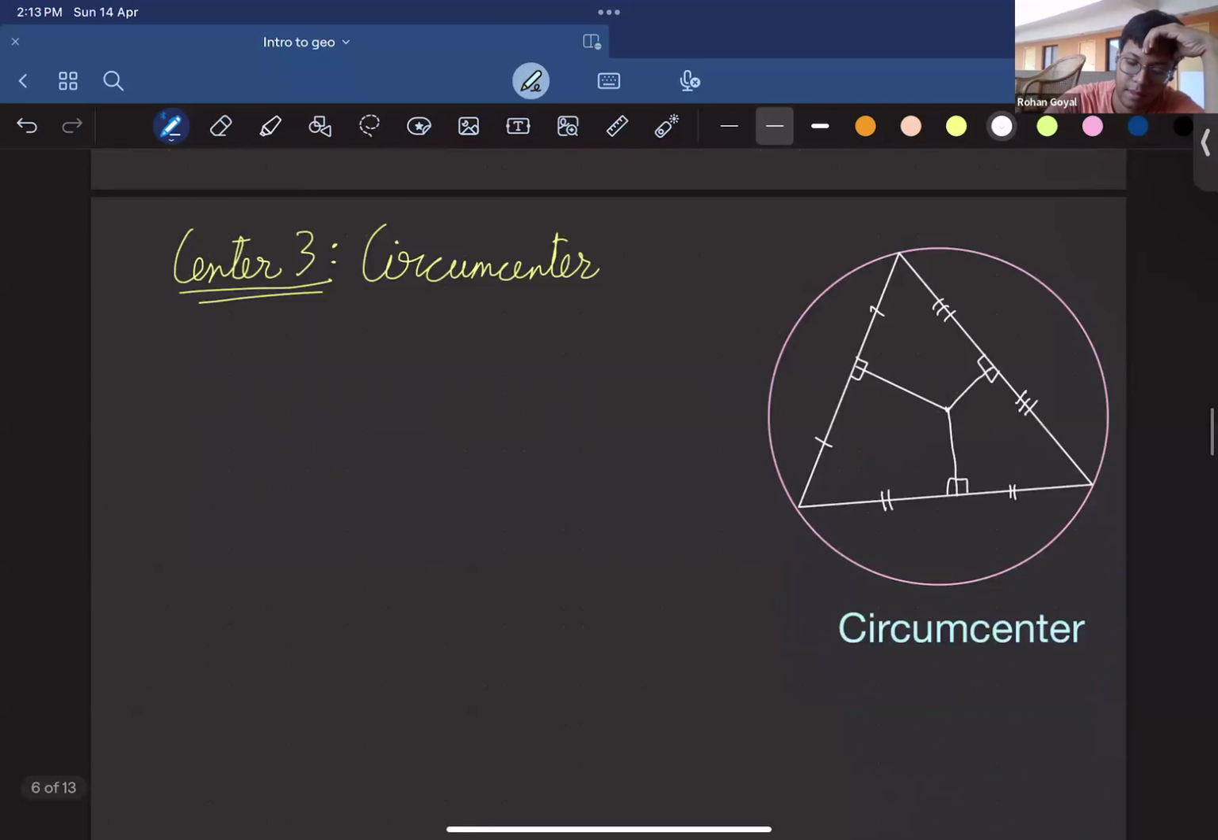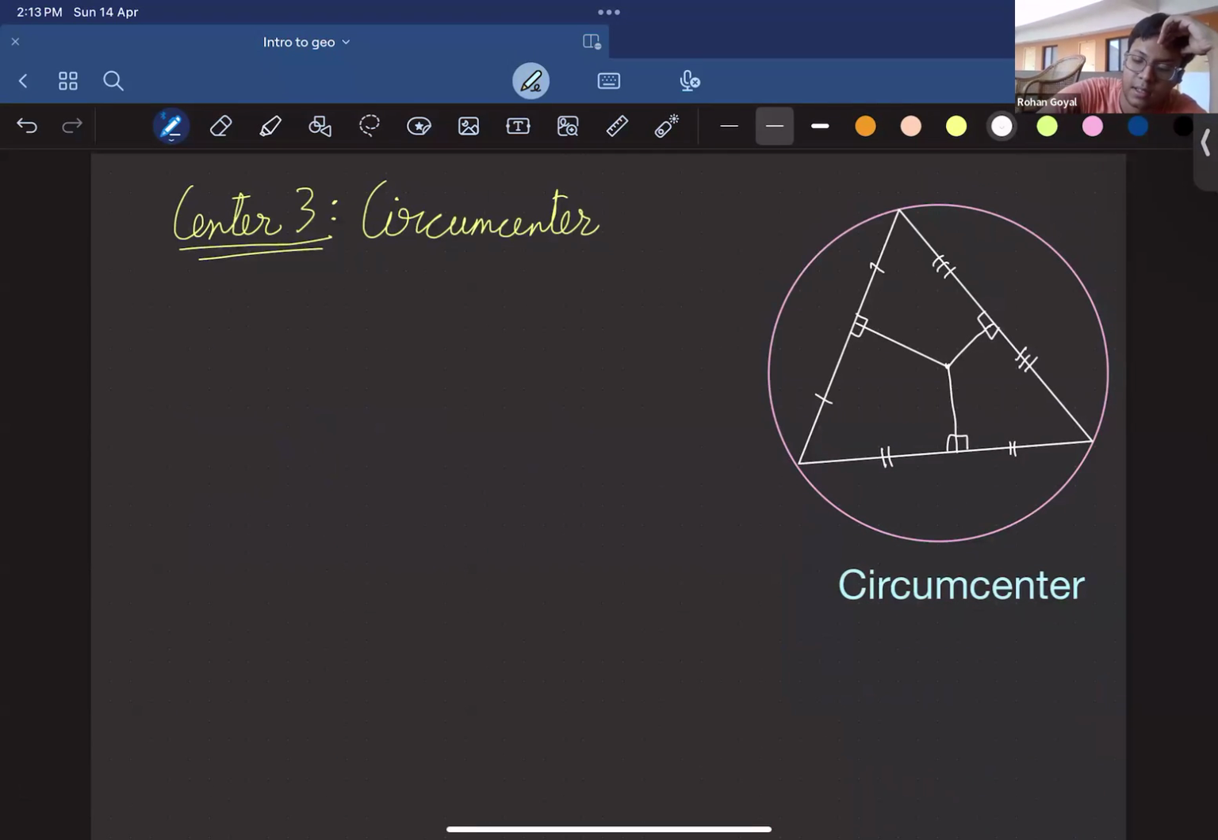So what is the circumcenter? We have this triangle ABC. We claim that there is always a circle that passes through all these points, A, B, and C, and that circle will have a center. So there is a point O such that OA is equal to OB is equal to OC.